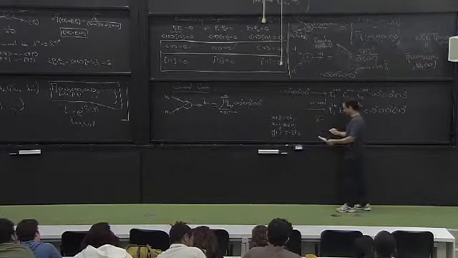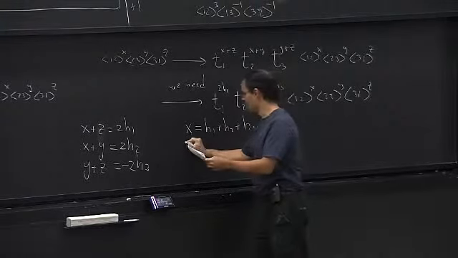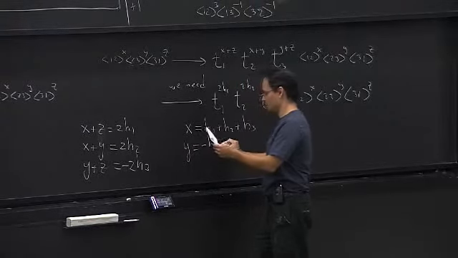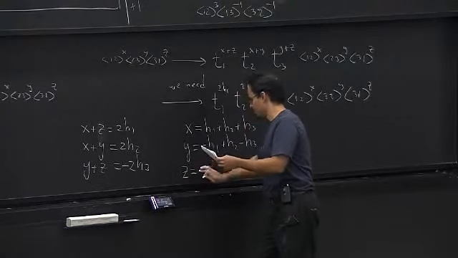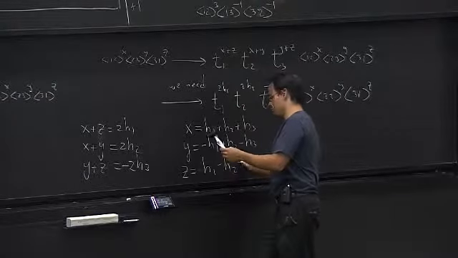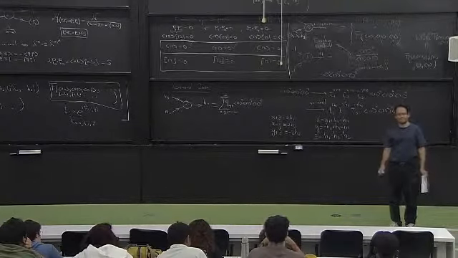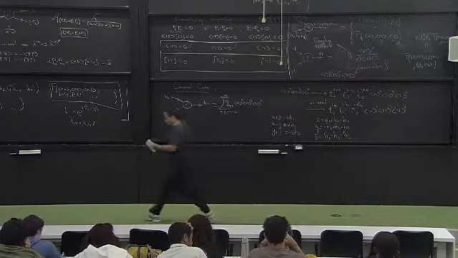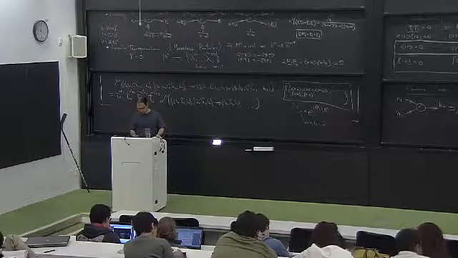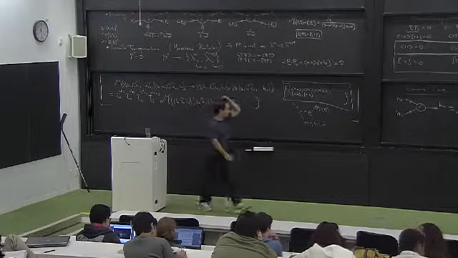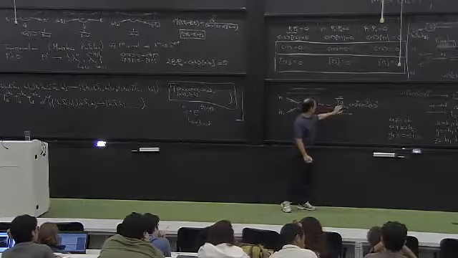So I found that x is h1 plus h2 plus h3. Y was minus h1 plus h2 minus h3. And z, that's it. We're done. Okay. Now, only one term contributes. The solution is unique. So we know what the answer is.